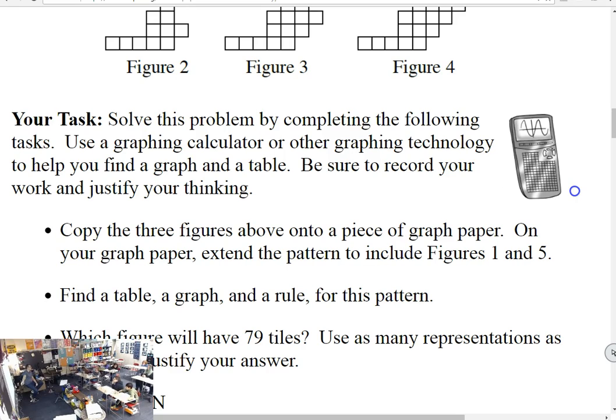And then here's the real question. In the first group, we'll throw some dum-dums on this. First group who can tell me which figure would have 79 tiles, you guys can have dum-dums.